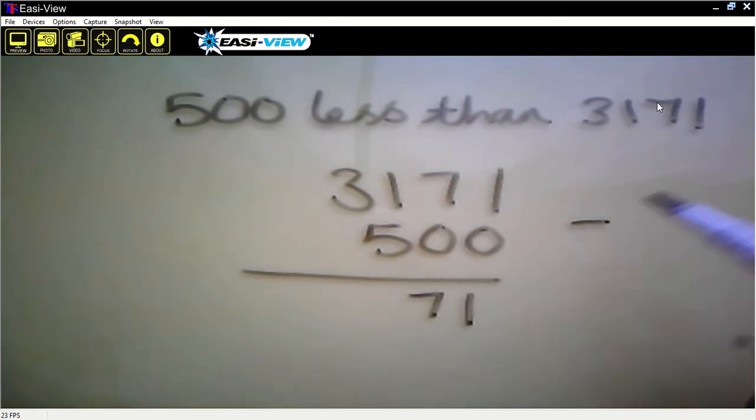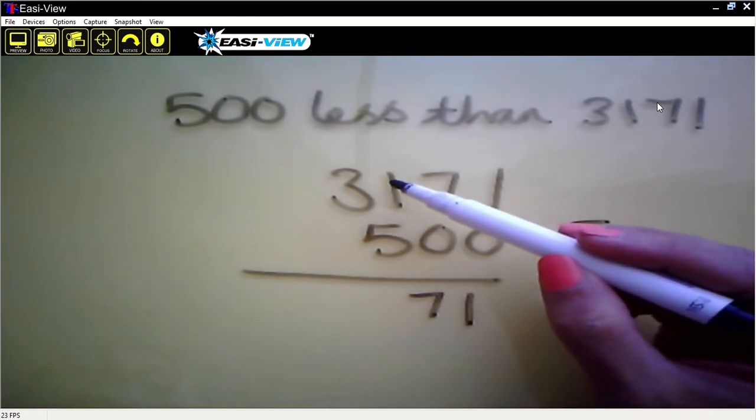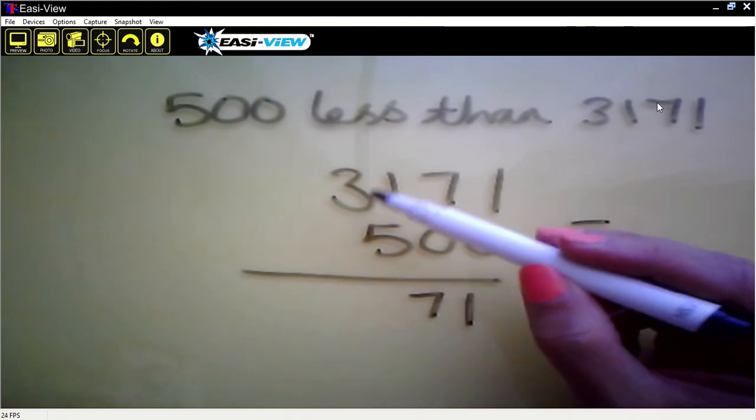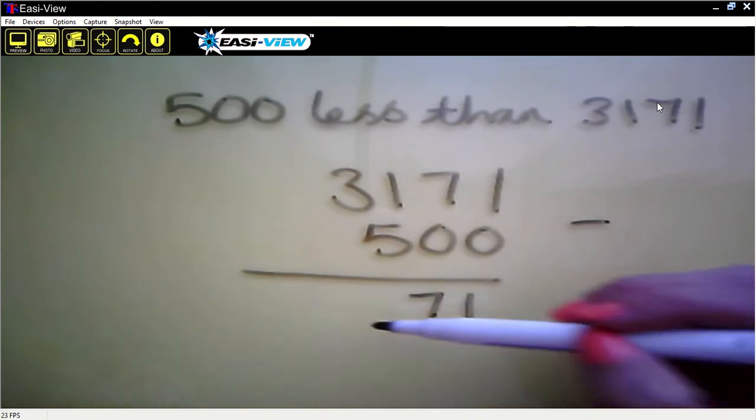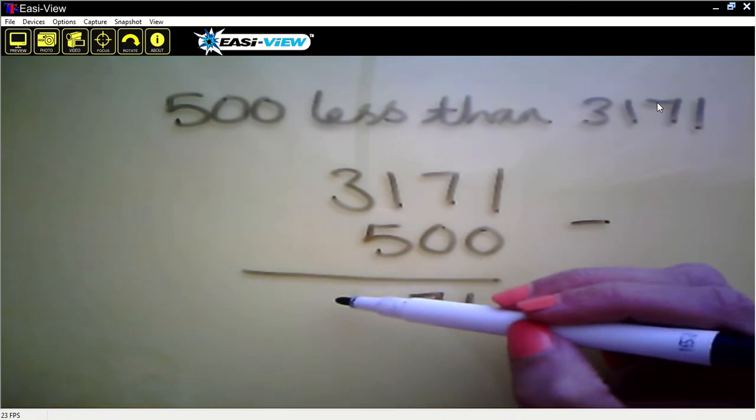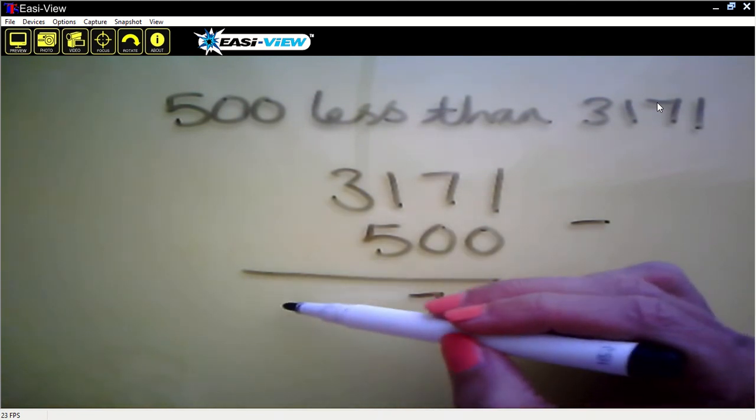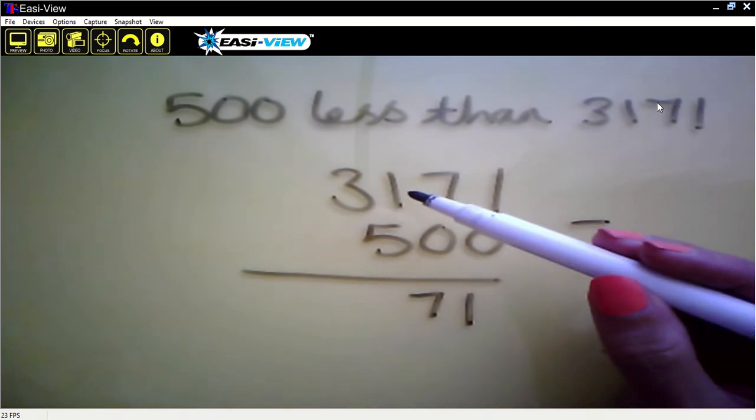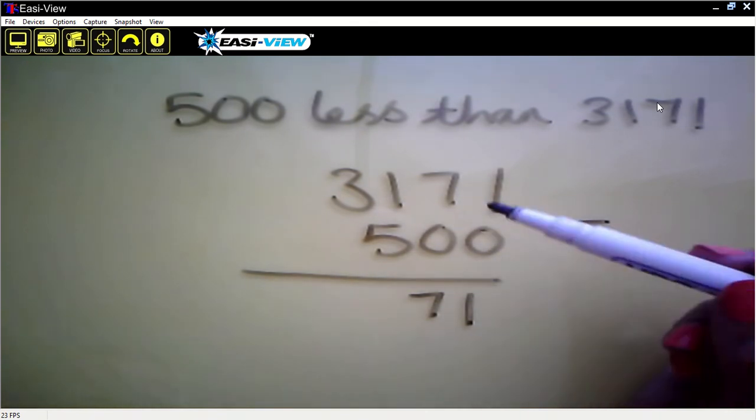Now that's where it's really helpful to say it out loud, because sometimes if you don't say it out loud, you see the 1, you see the 5, and people sometimes fall into this trap where they take the 1 away from the 5 and they'll put 4 down here. And then 3 take away nothing, you'll just put the 3, so you would have had 3,471, which is actually 300 larger than the original number you started with.